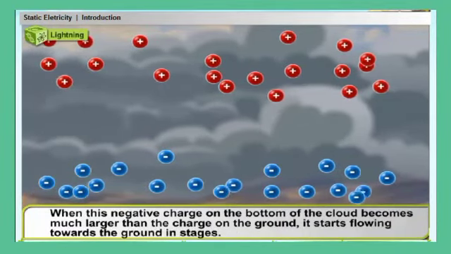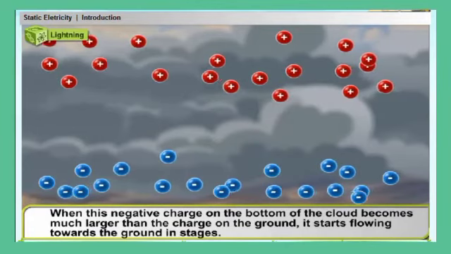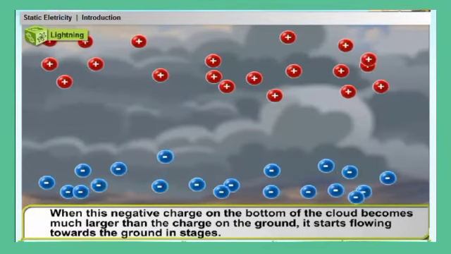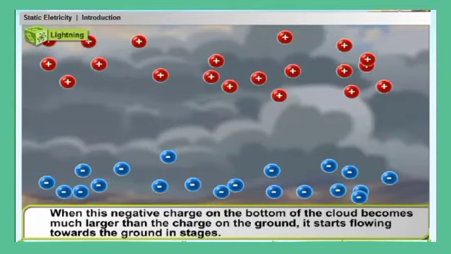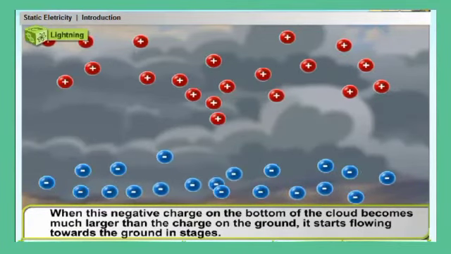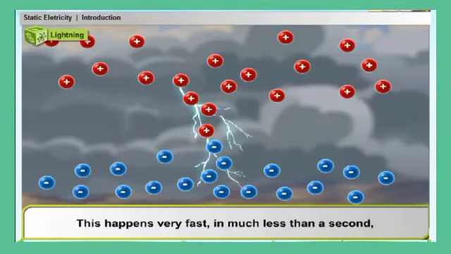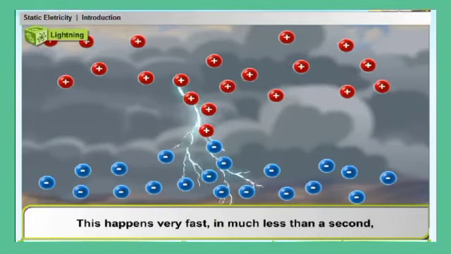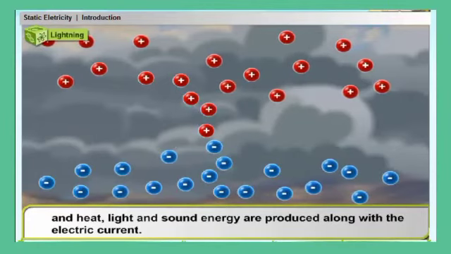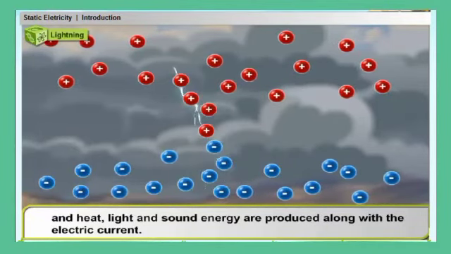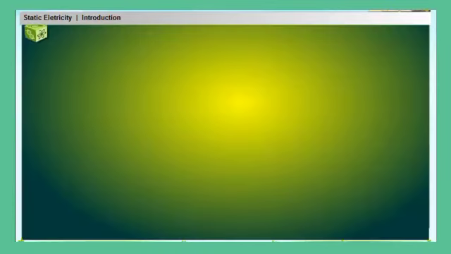When this negative charge on the bottom of the cloud becomes much larger than the charge on the ground, it starts flowing towards the ground in stages. This happens very fast, in much less than a second, and heat, light, and sound energy are produced along with the electric current. A lightning strike.